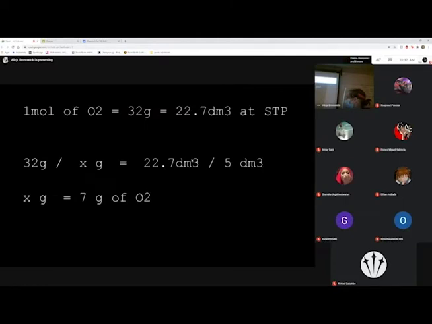Now the question asks for the mass. So what's the mass of 5 decimeters cubed of oxygen? Well, a mole of oxygen is 32 grams and 22.7 decimeters cubed at STP. And using some cross multiplication, I can work out the mass of oxygen.